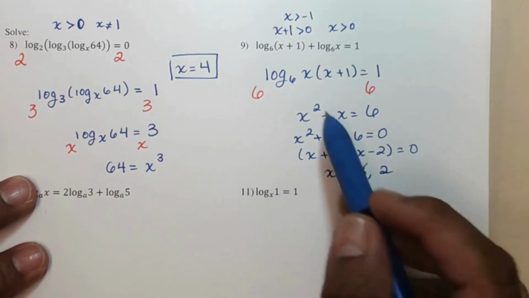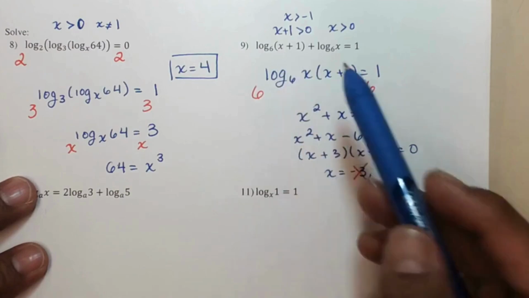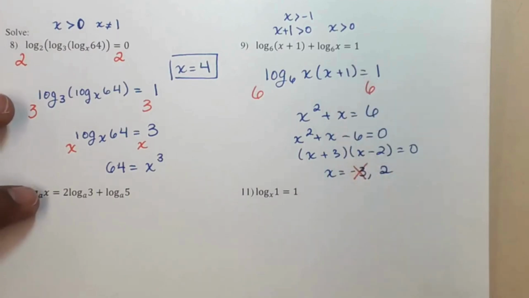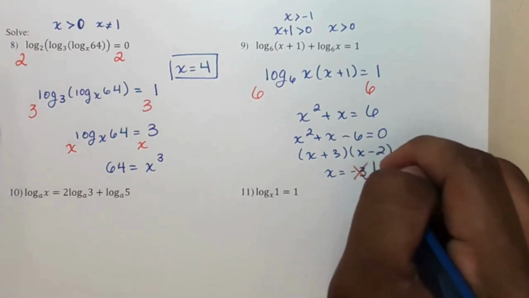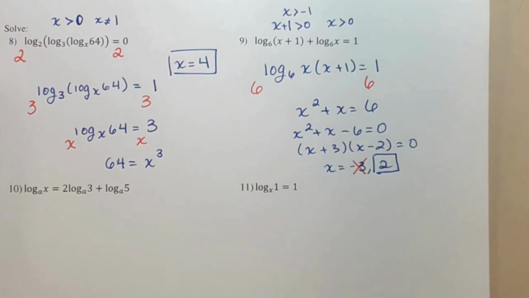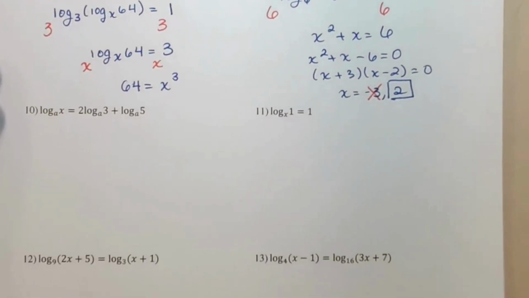Another way you can do this is plug it in. Well, if you plug in -3 here, you get -2. You can't take a log of a negative number. Definitely, if you plug in -3 there, it doesn't work. So not always does the negative x not work, but just make sure to check your answers. Don't put both of them on there. You need to make sure that it actually makes sense.